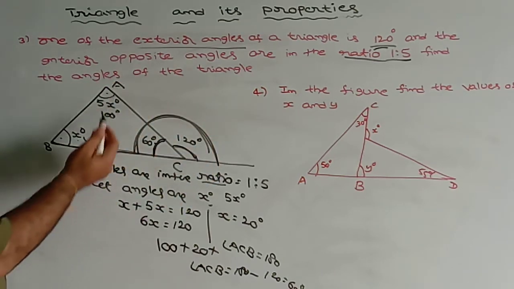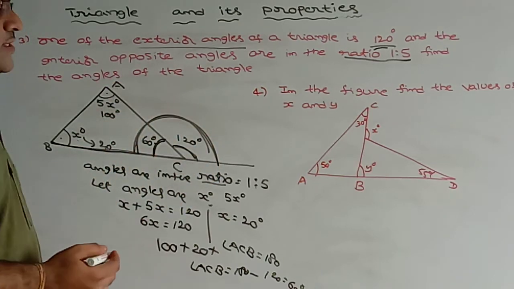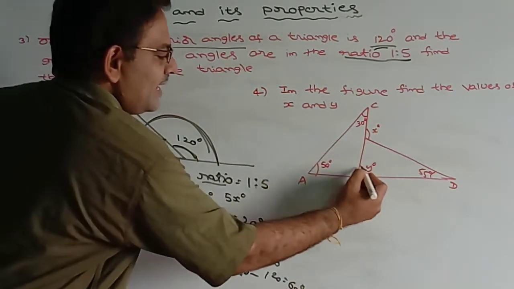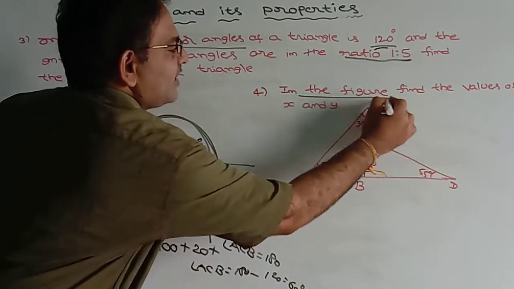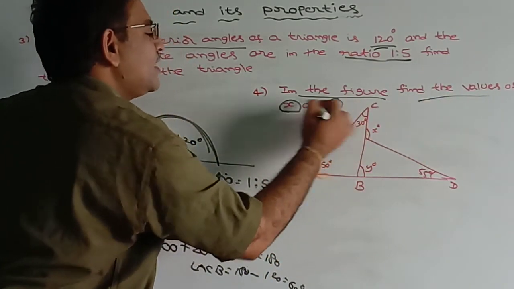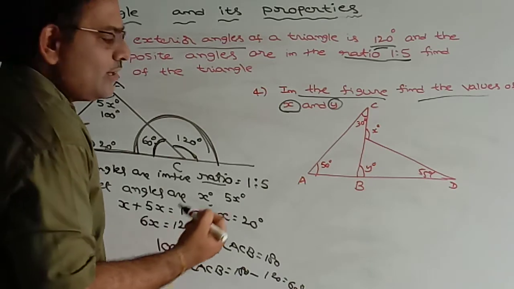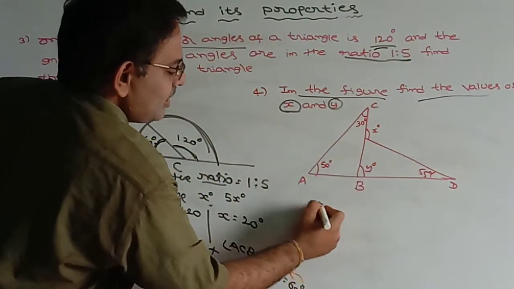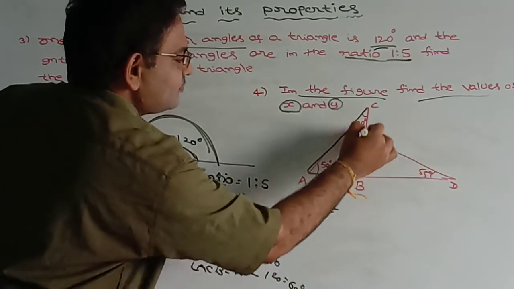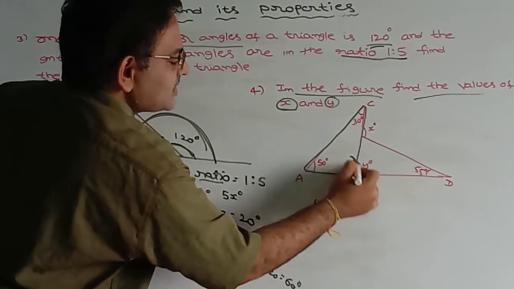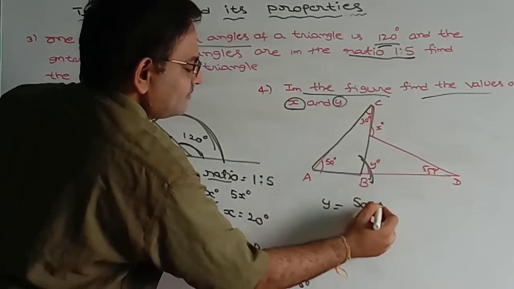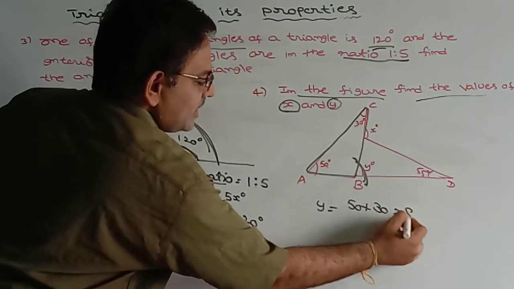This is one more model question. Now here you observe it. Find the values of x and y in the figure. How to find? Here y equals, in this triangle, this angle will be the exterior angle. So y equals 50 plus 30, that equals 80 degrees.